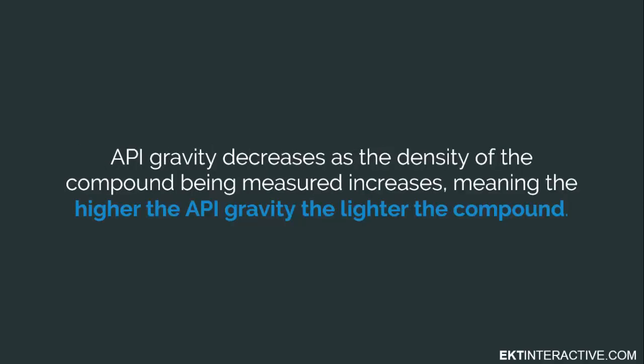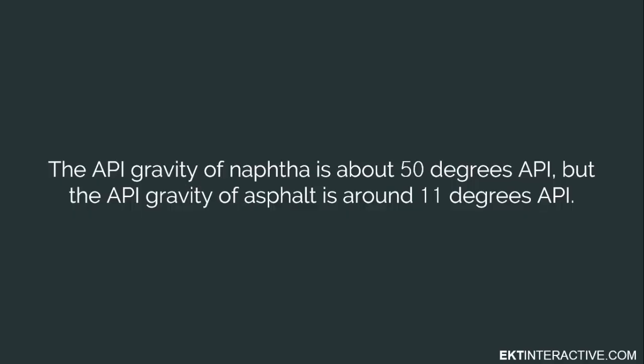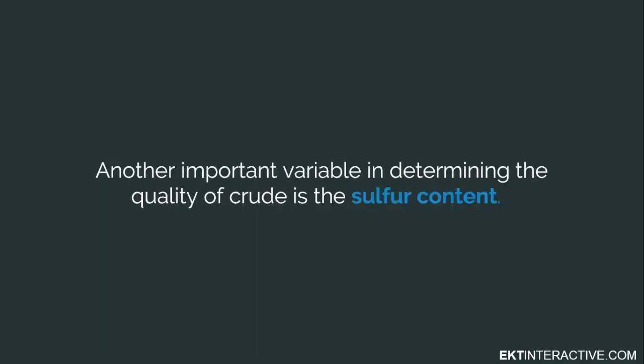As opposed to specific gravity, API gravity decreases as the density of the compound being measured increases, meaning the higher the API gravity, the lighter the compound. For example, the API gravity of naphtha is about 50 degrees API, but the API gravity of asphalt is around 11 degrees API. Another important variable in determining the quality of crude is the sulfur content.